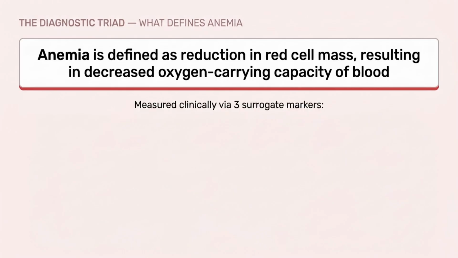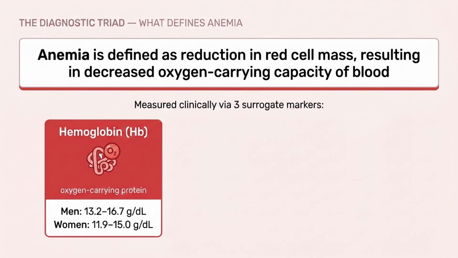So what actually is anemia? Anemia is defined as a reduction in total red cell mass resulting in a decreased oxygen carrying capacity of the blood. And obviously, if we don't have enough red blood cells, we can't carry oxygen effectively. Simple, right? But here is the thing. We don't routinely measure the total red cell mass directly. So, clinically, we look at three important parameters.